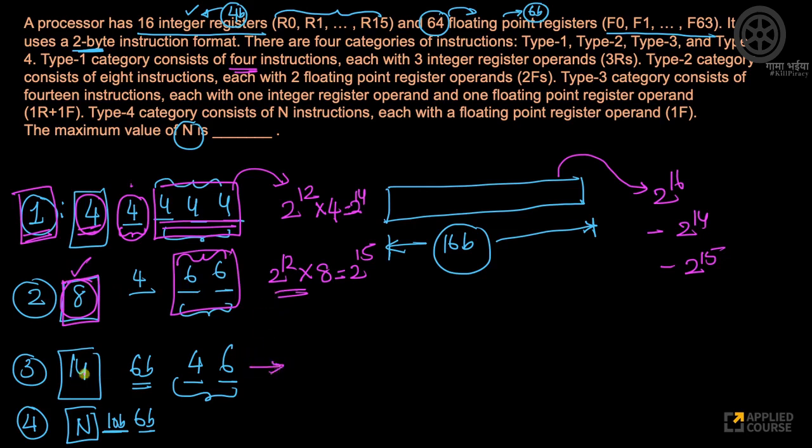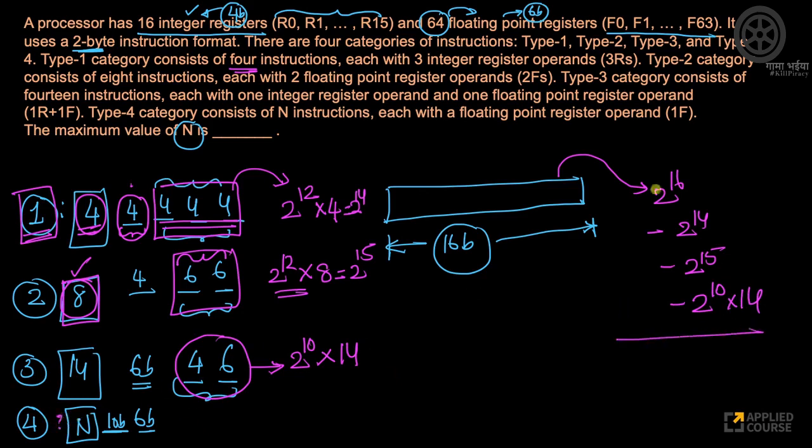Similarly, let's look at type 3. I have 10 bits for addresses. So 2 power 10, into 14 such instructions. So in total I have 2 power 10 into 14. Okay. Now this n is what we have to find out.